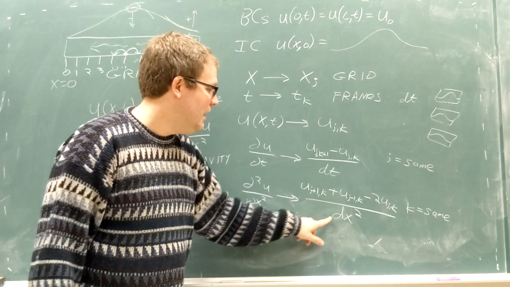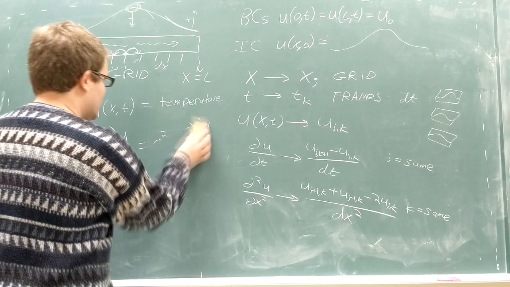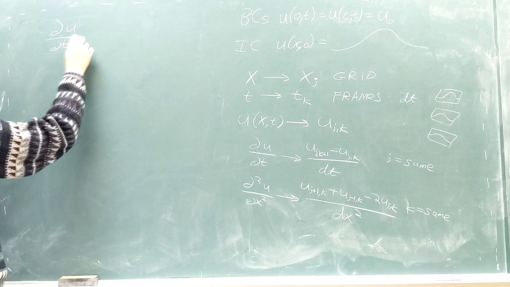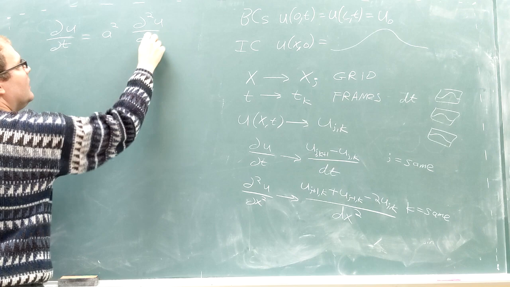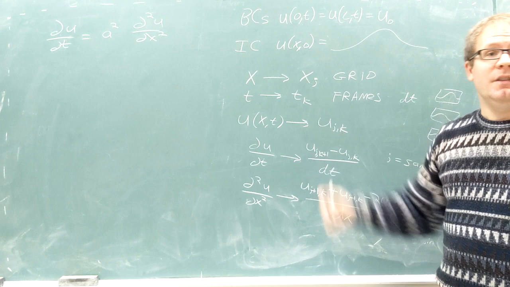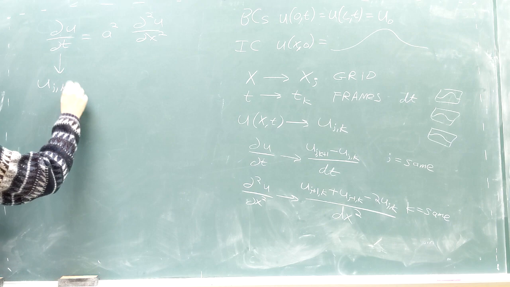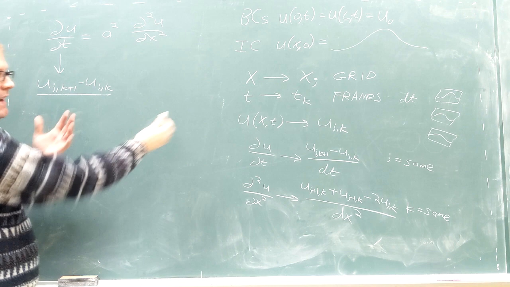Now that I've got that recipe in place, it's time to transform the differential equation itself. So we're going to take our heat equation, du dt equals positive number a squared d squared u dx squared. And now I just need to make each of these substitutions into the differential equation, and then I will have a difference equation. So the first thing we'll do, the du dt gets replaced by u j k plus 1 minus u j k. And basically everything has a u on it. The only thing you really have to keep track of is the indices.